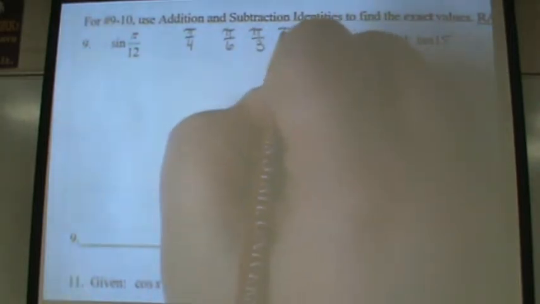Now moving on to number 9. We're asked to use the addition and subtraction identities to find the exact values, and we need to make sure that we rationalize. So we're asked for number 9 to find sine of pi over 12. So we need to figure out two angles that we can add or subtract in order to get pi over 12, and they need to be angles that we know how to find the exact values for. So that's when we look at our pi over 4, our pi over 6, our pi over 3, our pi over 2.